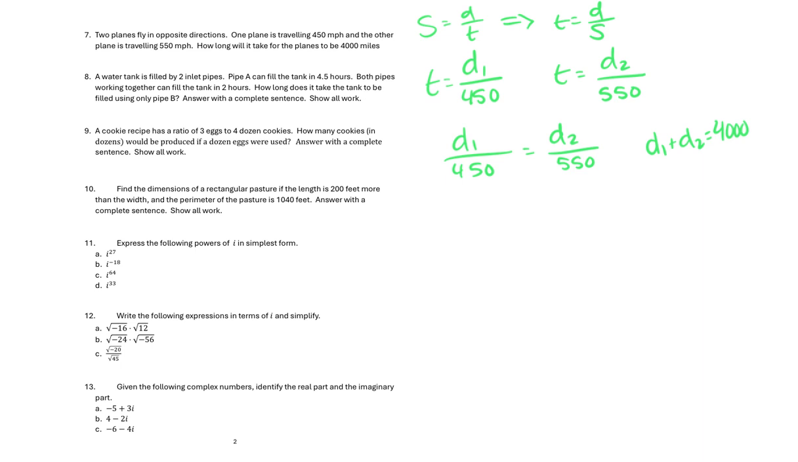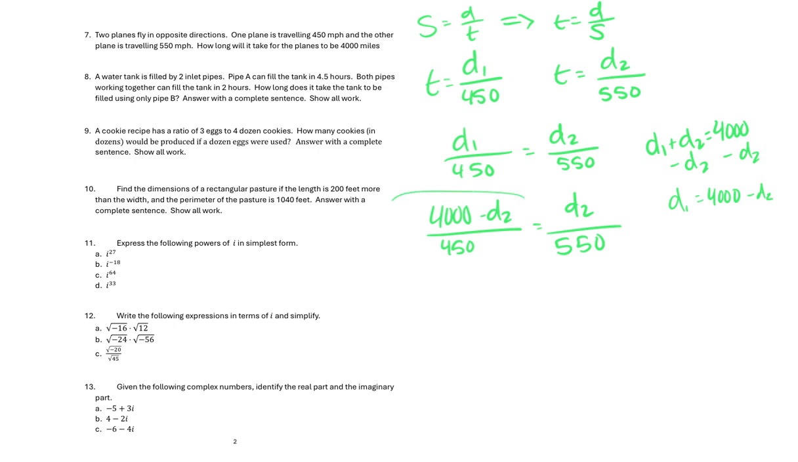Okay, so now, again, remember we have two equations and we have two unknowns. We can always solve for our variables. So let's solve this for one variable. So we have D1 is equal to 4,000 minus D2, right? We can plug that into our equation. So we have 4,000 minus D2 over 450 is equal to D2 over 550.